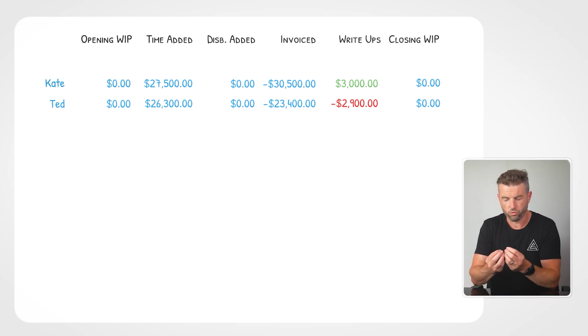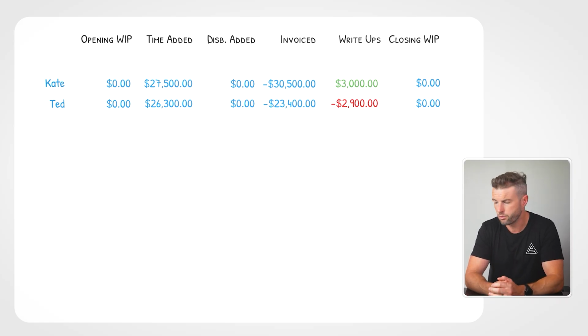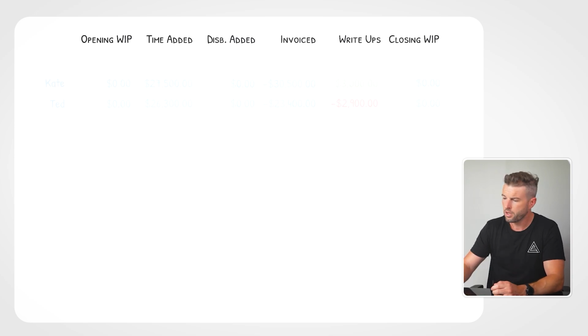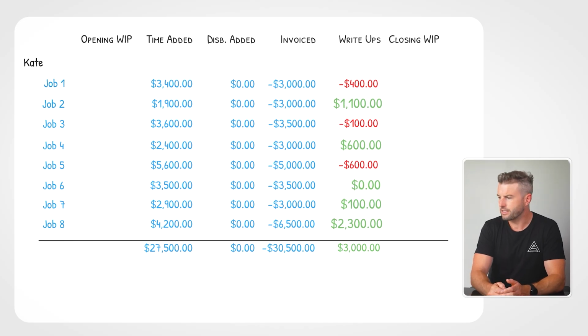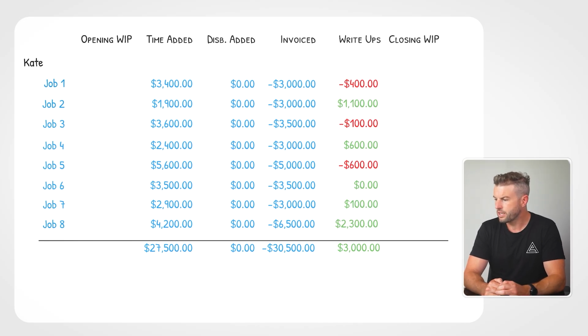And this is the real magic of recoverability, when we start diving into the numbers. So if we look at this next example, we've broken down where those numbers came from for Kate. So she had 8 jobs that she worked on, and then we can see here that we've got some that had write-ups and some that had write-offs. So you can see that she's got a job at the bottom there with a big write-up of $2,300, so in total $3,000. So a pretty good pattern here from Kate, so we're pretty happy with her performance.